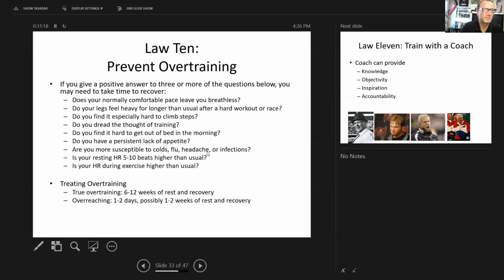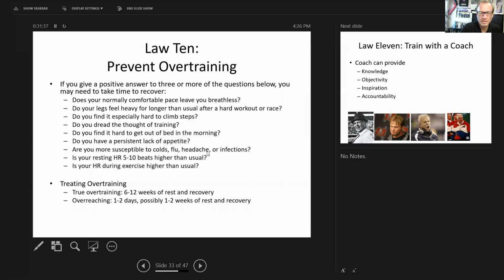If you give a positive answer to 3 or more of the questions below, you may need to take some time to recover. Does your normally comfortable pace leave you breathless? Do your legs feel heavy longer, and so forth? These are just general rules to follow for trying to figure out if you're overtraining.